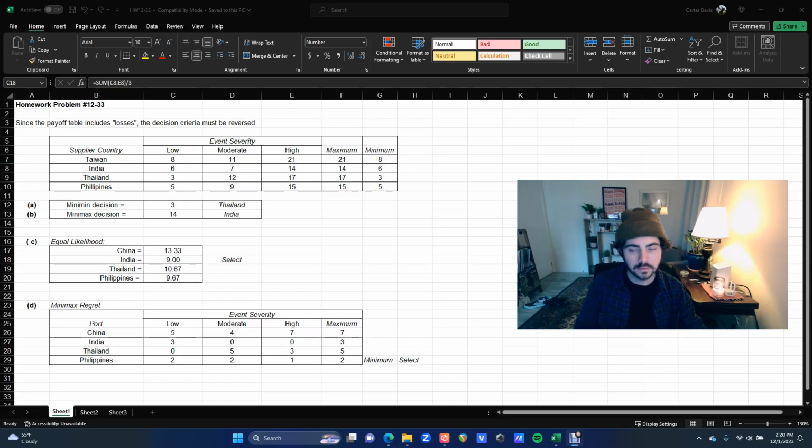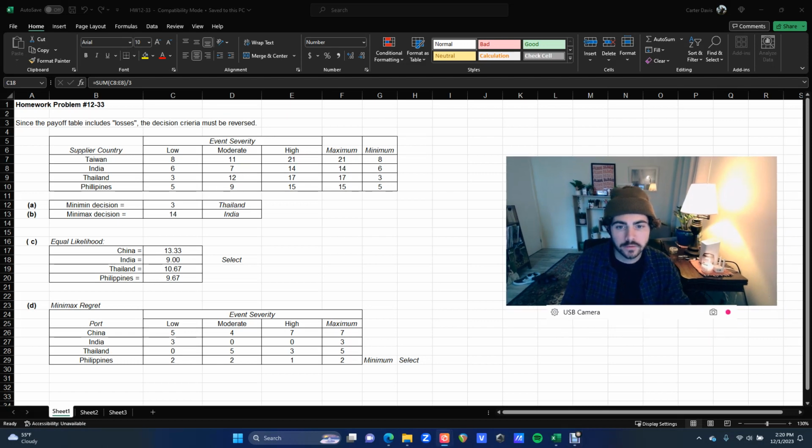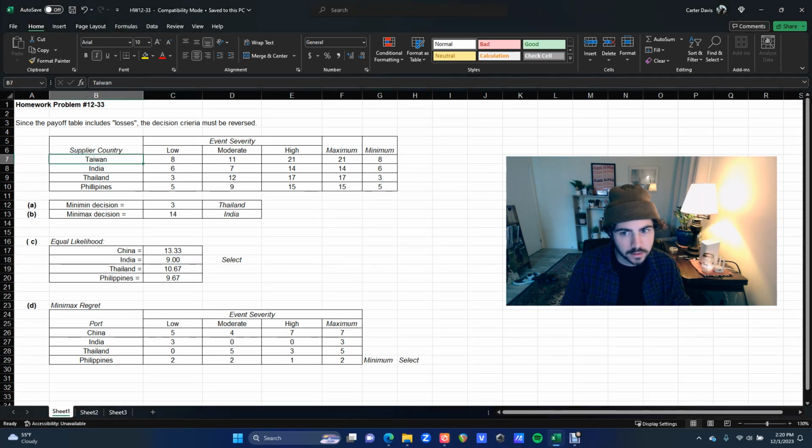Alrighty. This is BIT. Chapter 12, number 33. I don't even have the question for it, but I figured we could still just talk through this document, make sense of where they're getting values, things like that. So, looks like we have some supplier countries here. We have event severity: low, moderate, high.